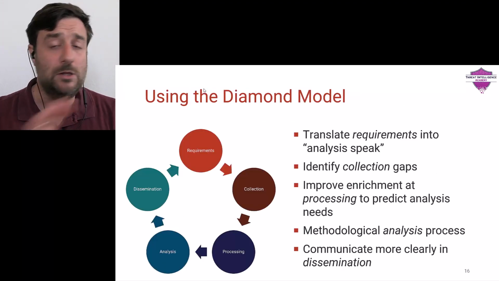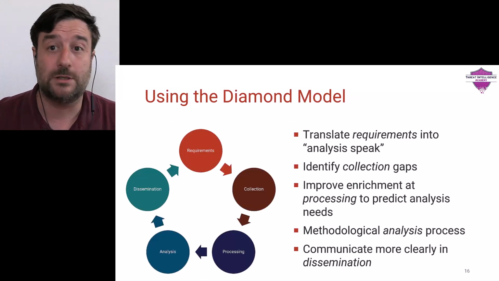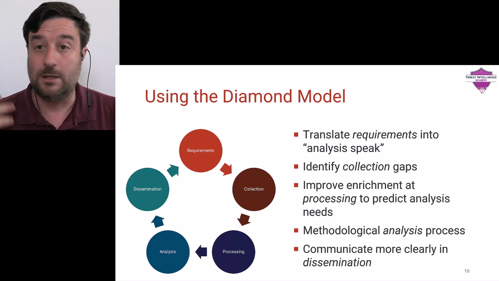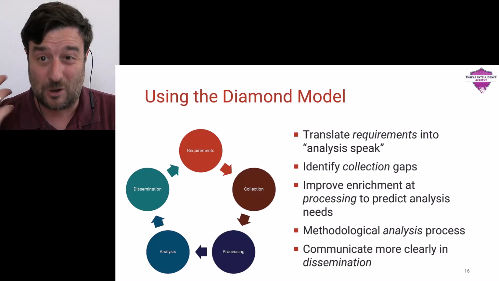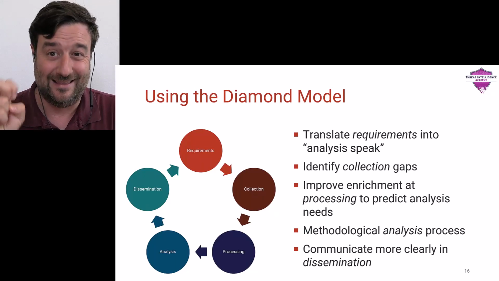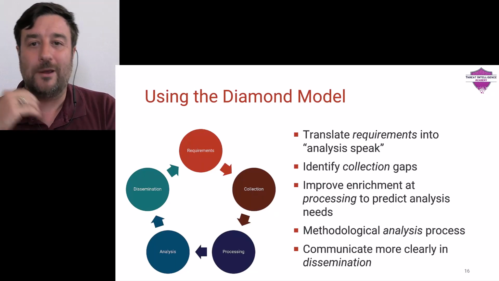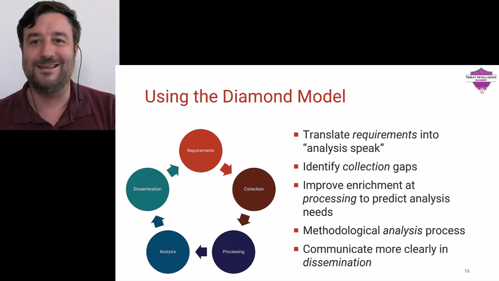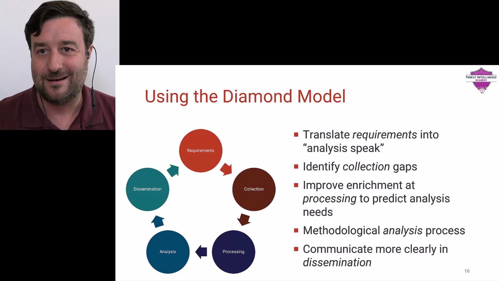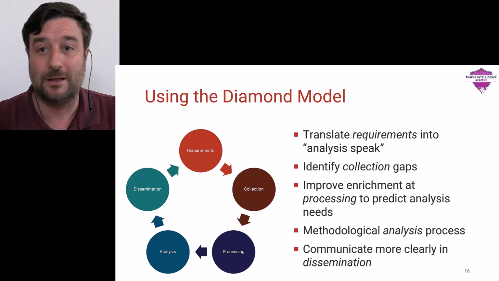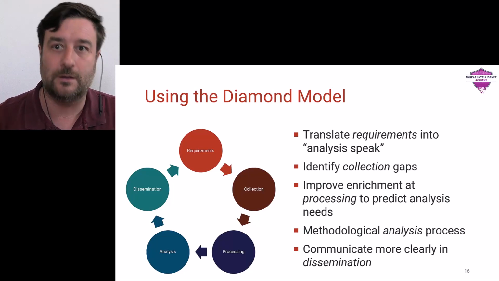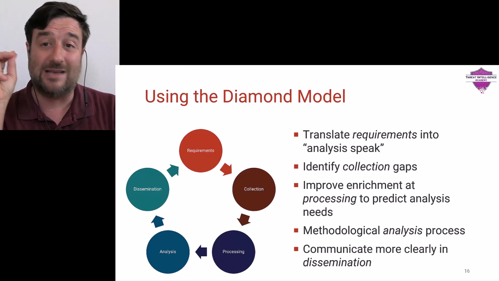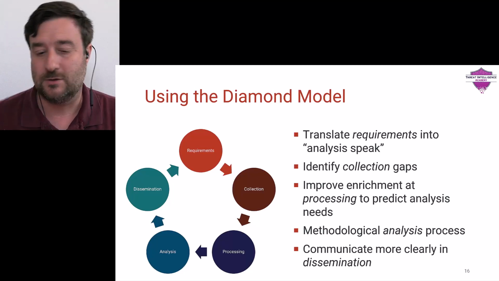So you can use the diamond model throughout the intelligence cycle. You can use it to translate requirements into analyst speak, right? To say, oh, they really want to understand the malware involved in this, or the attack, and then what they do. You could say, okay, well, they really want to understand the malware and the methodology and things like that. So you can get that down to actual words that analysts understand.